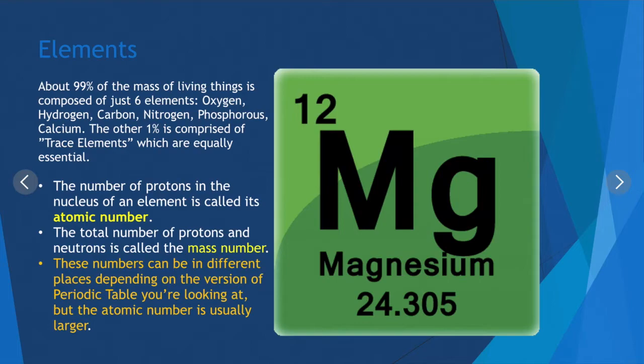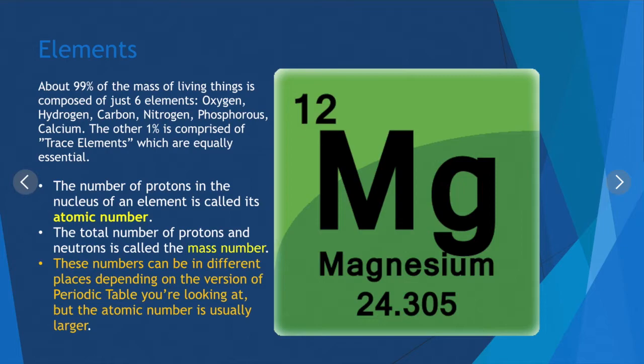So let's look at magnesium here on the periodic table. You can see 2 numbers. You have the number up here in the top left corner, and we have the number here at the bottom. We also have the 2 letters here, Mg, that represent magnesium. Remember, an element can be represented by 1 or 2 letters, okay?